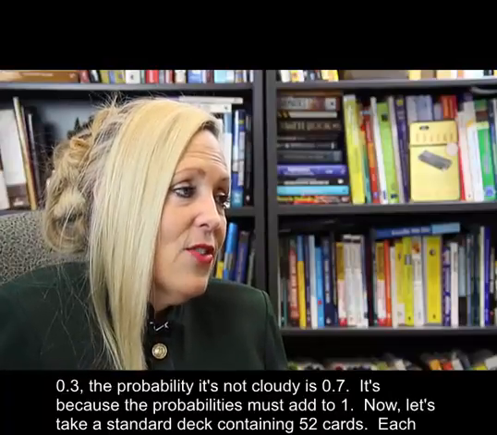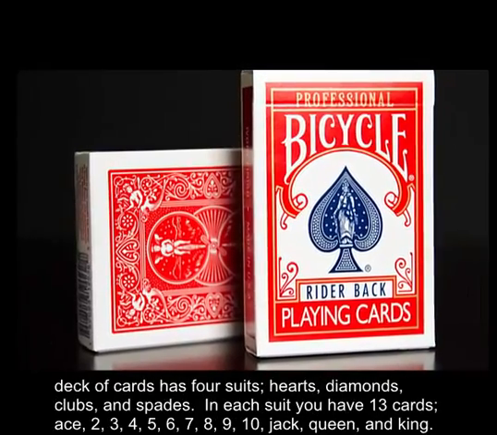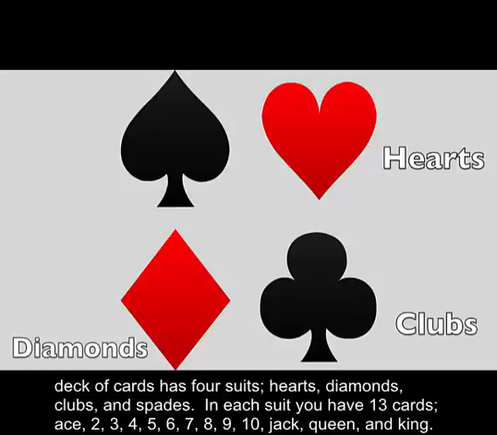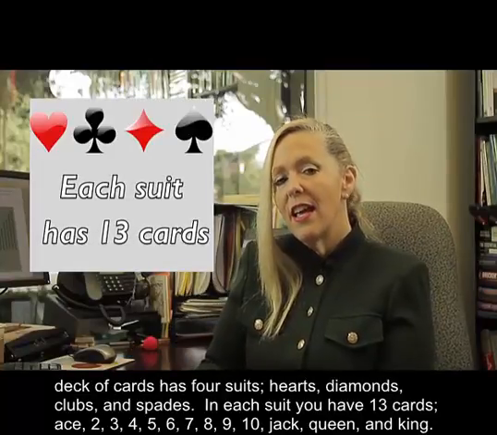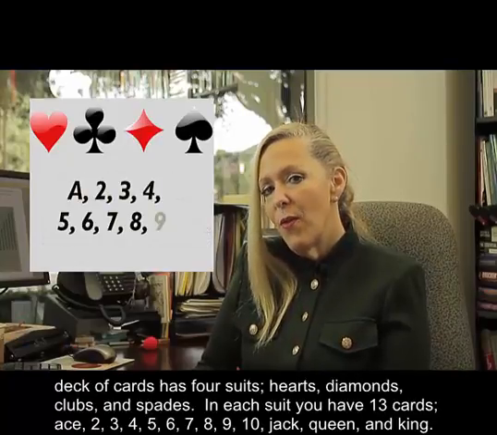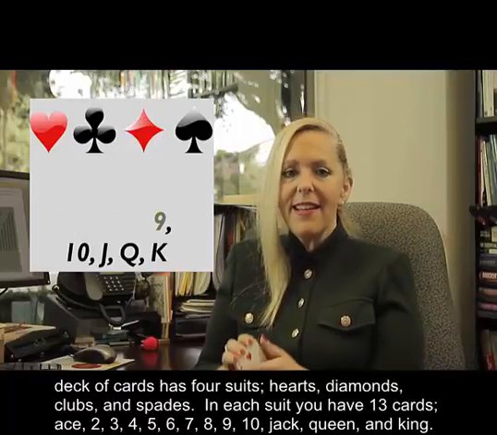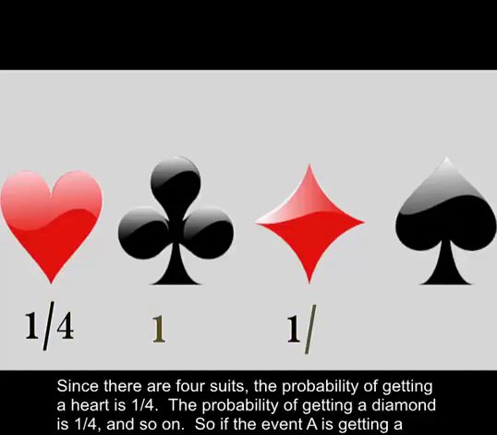Now, let's take a standard deck containing 52 cards. Each deck of cards has 4 suits: hearts, diamonds, clubs, and spades. In each suit, you have 13 cards: ace, 2, 3, 4, 5, 6, 7, 8, 9, 10, jack, queen, and king. Since there are 4 suits, the probability of getting a heart is 1/4. The probability of getting a diamond is 1/4, and so on.